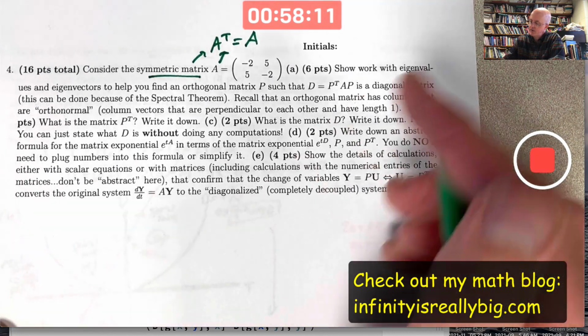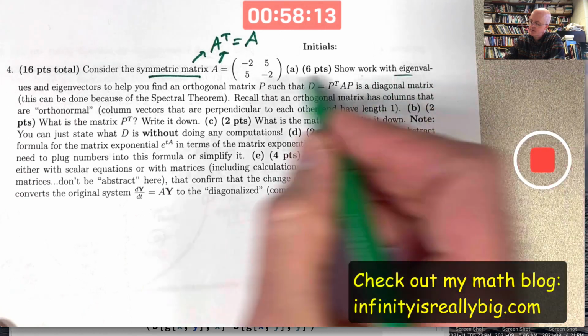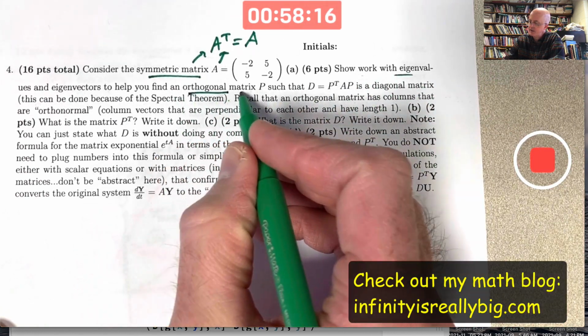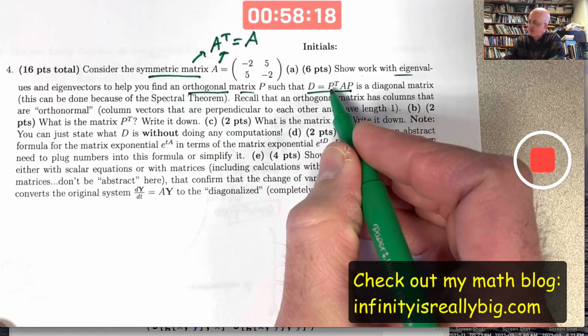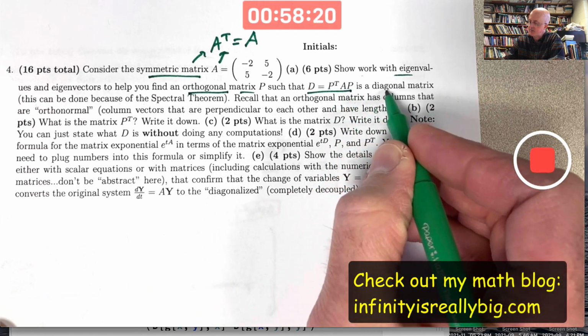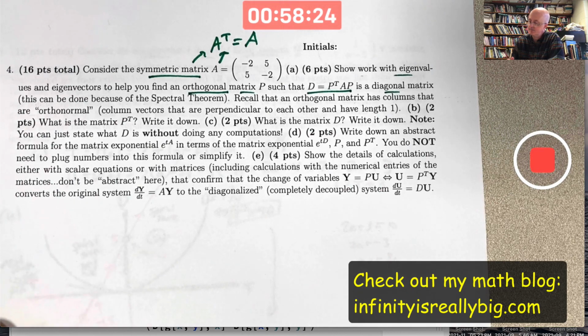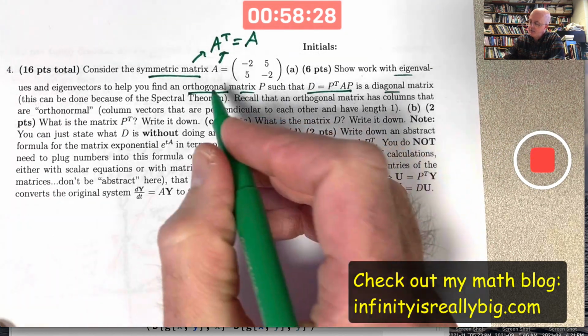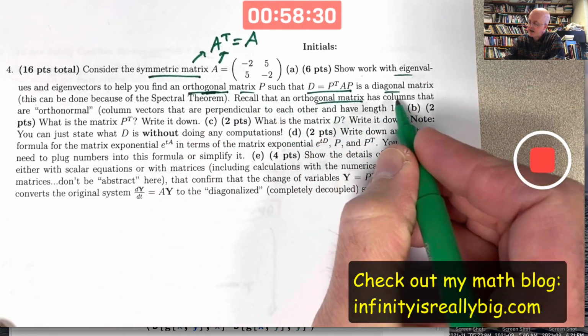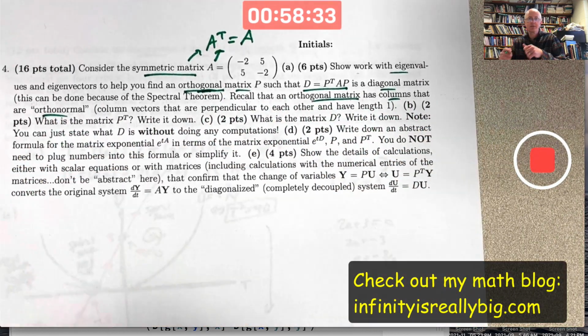Part A says, show work with eigenvalues and eigenvectors to come up with what's called an orthogonal matrix P, so that this product, P transpose times AP, is a diagonal matrix, where the only non-zero number is on the main diagonal. That's what a diagonal matrix is. An orthogonal matrix has columns that are called orthonormal, which means they're orthogonal. They're perpendicular to each other as vectors. Their dot product is 0, and also normalized to have a length of 1.